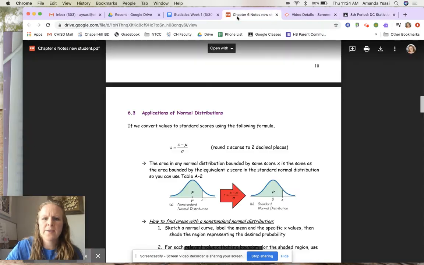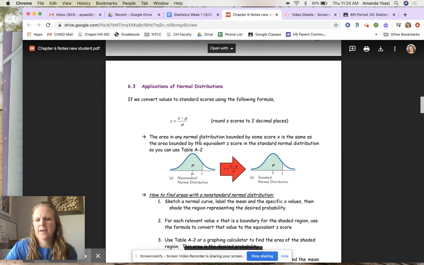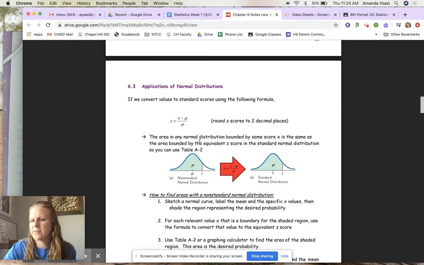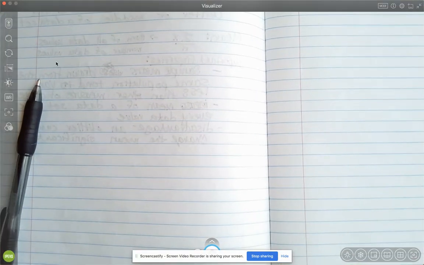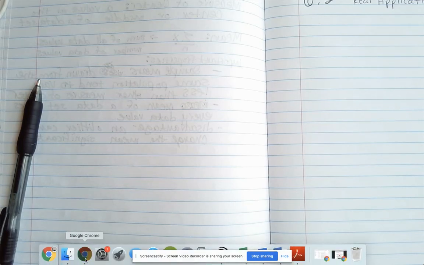So this is what I'm going to be looking at whenever I'm taking my notes in my journal. So if you wanted to print this, that's fine. If you don't, that's fine too. So let me close this and make this big.